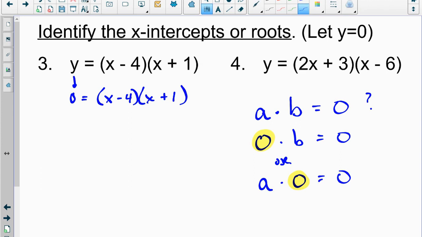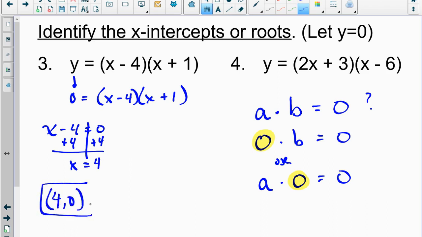In this example number 3, here's that first factor. X minus 4 is a factor. So how might x minus 4 equal 0? Well, it will equal 0 when x has a value of 4. In other words, 4 comma 0 is an x-intercept.